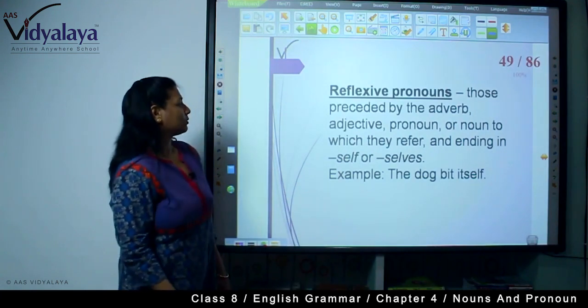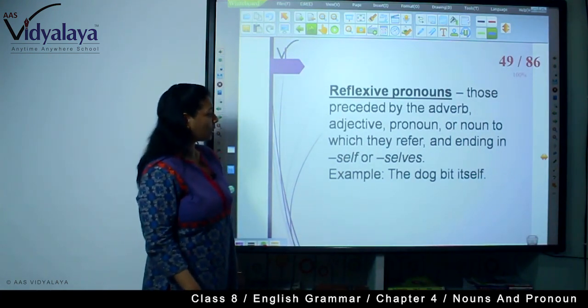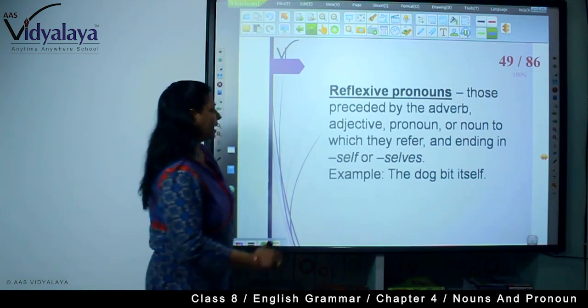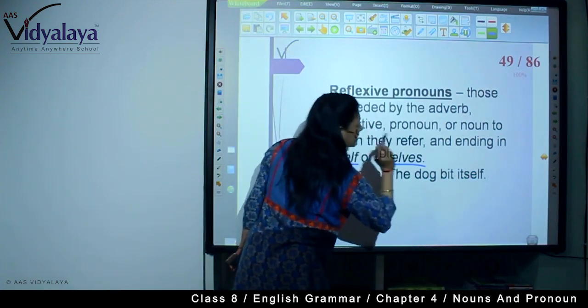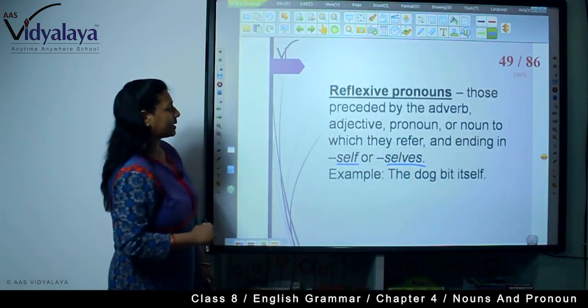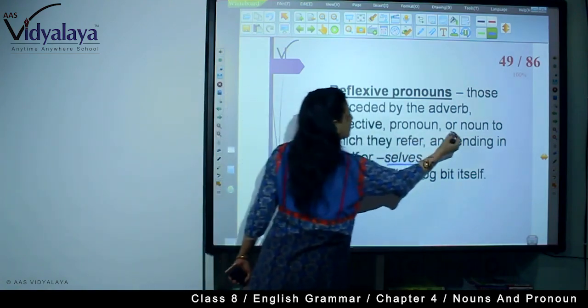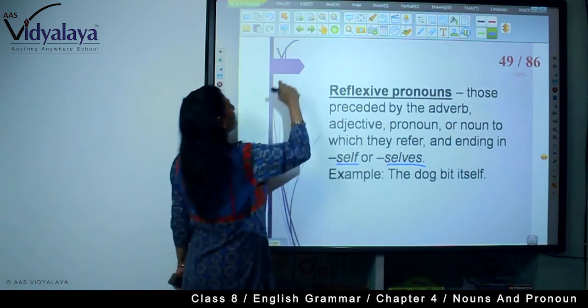Now reflexive pronoun. Those preceded by the adverb, adjective, pronoun or noun to which they refer and ending in self or selves. The dog bit itself. Right? So here this is preceded by the noun to which it refers. So here we are seeing reflexive pronouns.